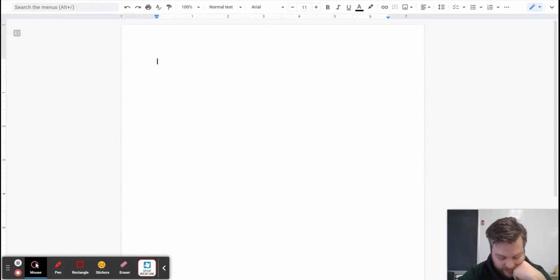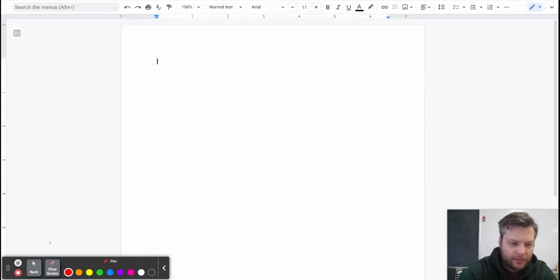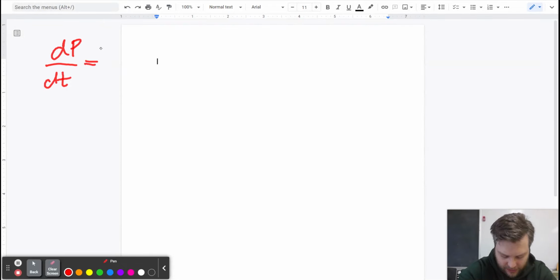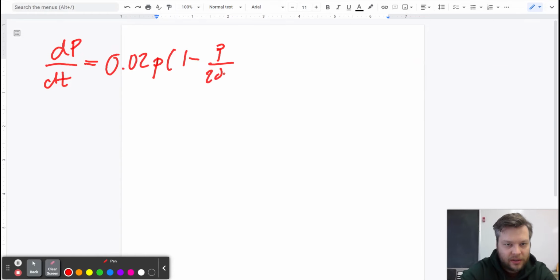All right, we got another differential equation problem, and in this one, we're actually just given the differential equation. Turns out to be a logistic model. So we have dP/dt is 0.02P times (1 minus P over 2,000). Okay, so there we go.